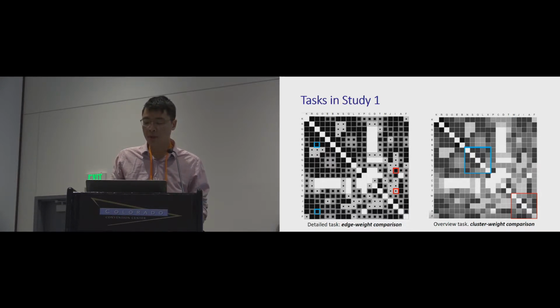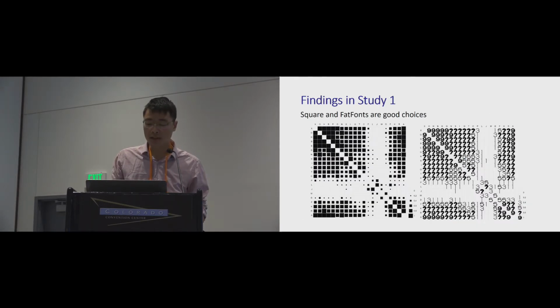We didn't want people to calculate the sum of the weights precisely. So we removed the legend after training. We want them to use their visual impressions to make the decision. We also imposed a 20 second time limit. We find that square and fat fonts have overall better performance than other encodings. Details are in the paper.